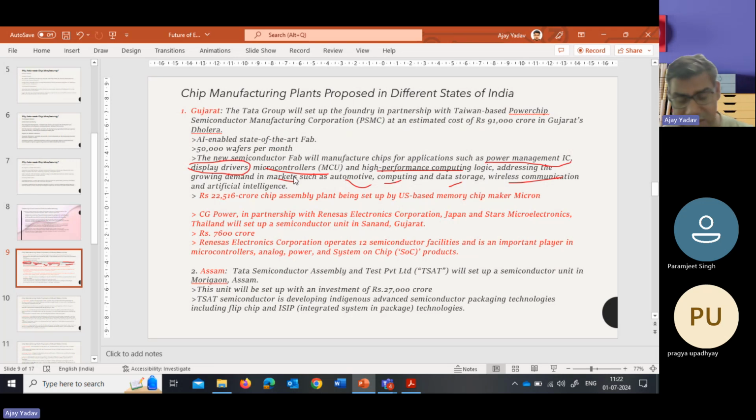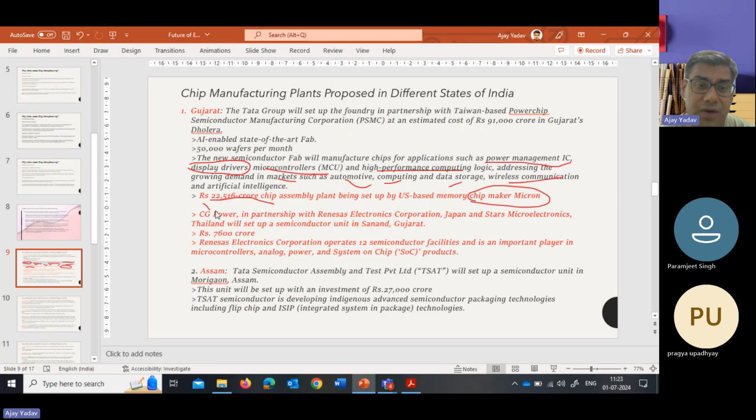Another chip manufacturing plant is by Micron. Micron is a US based company, and recently it has started a chip assembly plant of 22,000 crore. So this is also a very famous company.